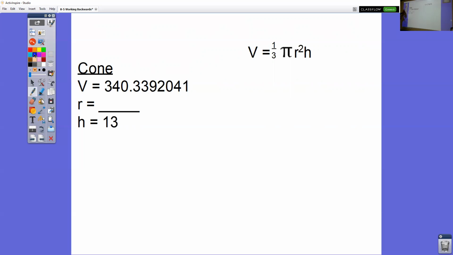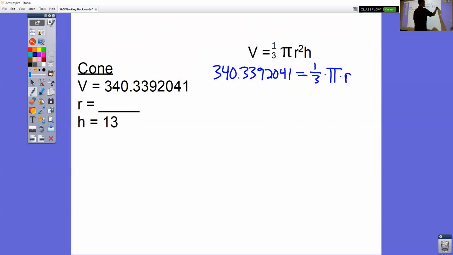So again, this time we're given the volume of the cone. Sub in what you know first. So 340.3392041. 1/3 stays 1/3. Pi stays pi. Do we know what r is? No, we don't. So r is going to stay r squared, but we do know the height. We want to sub that in.